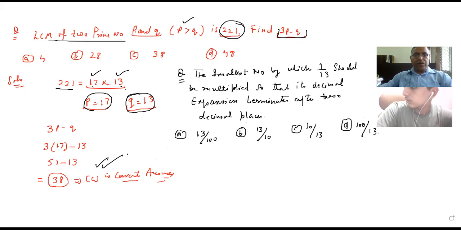So this will go to Vatsal and Harshita both. Smallest number by which 1 by 13 should be multiplied so that decimal expansion terminates after two decimal places.